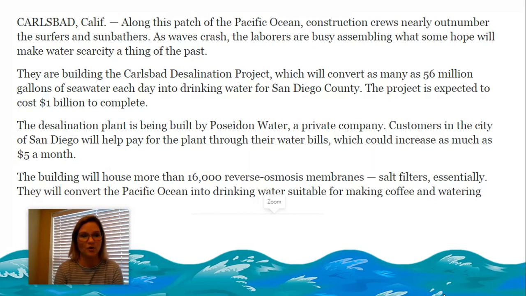Customers in the city of San Diego will help pay for the plant through their water bills, which could increase as much as $5 a month. The building will house more than 16,000 reverse osmosis membranes. Wow, whatever that means. Oh, saltwater filters, essentially. I love it when they put the definition right in the text. They will convert the Pacific Ocean into drinking water suitable for making coffee and waters of other forms.